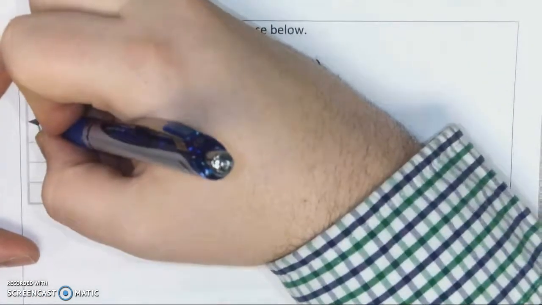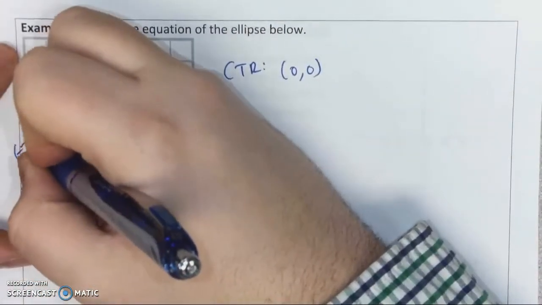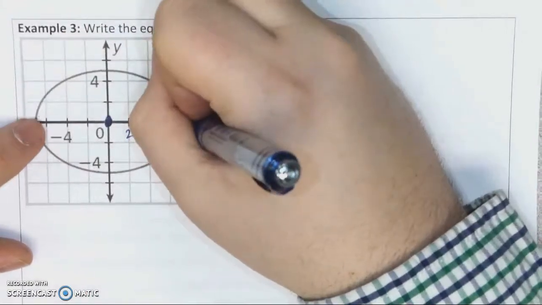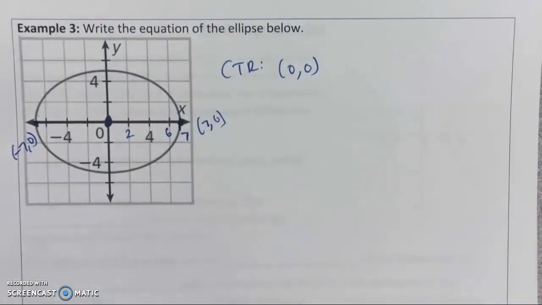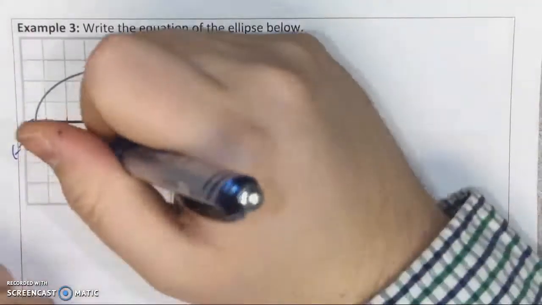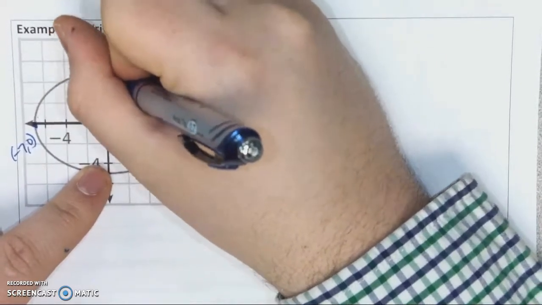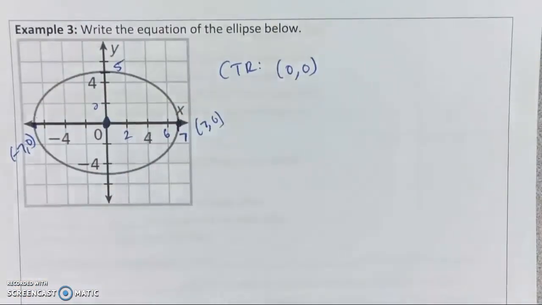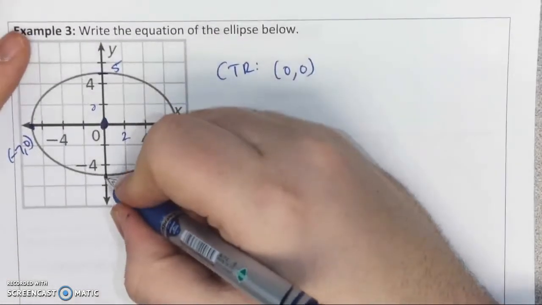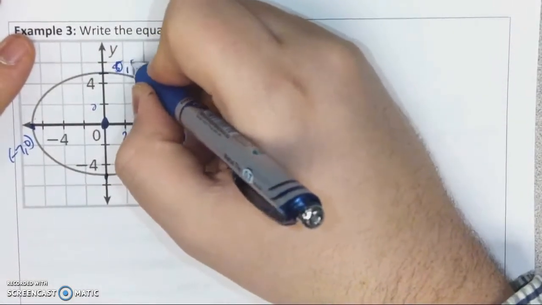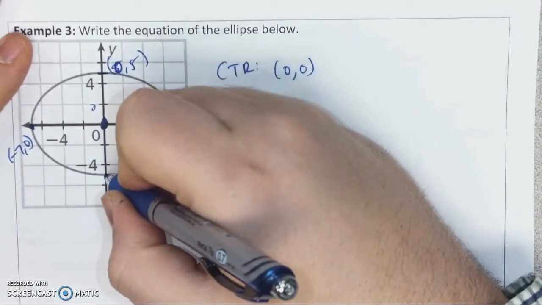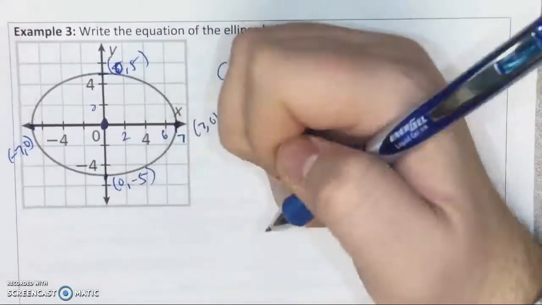And then that means this point over here has to be negative 7, 0. So those are your vertices. The other 2 points that we could possibly use are your co-vertices. So we're going to see how high up this goes on the y. So 2, 4, and this is going to be about 5. So clearly this is a horizontal ellipse. It's slightly longer on the x than it is on the y. So this is the point 0, 5 and the point 0, negative 5.